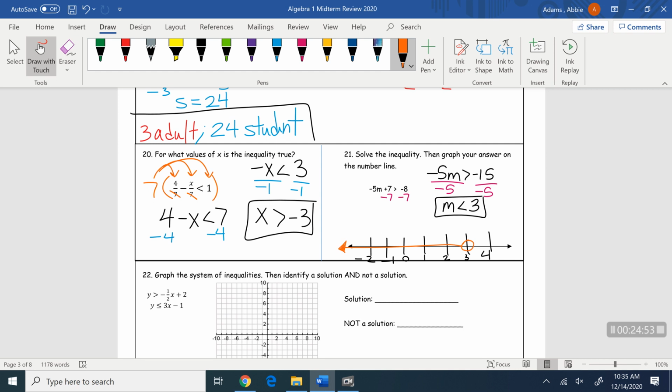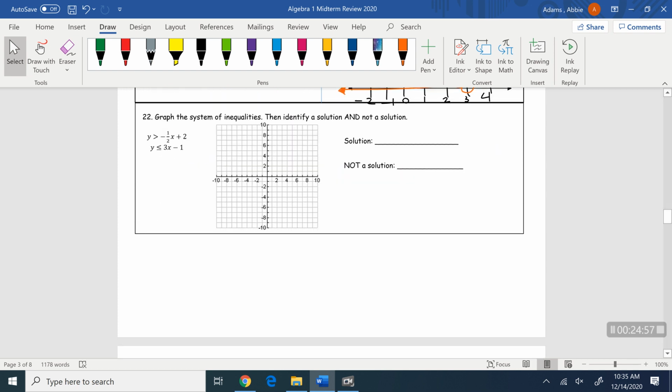Alright guys, let's go on to problem 22. It says to graph the system of inequalities, then identify a solution and a not solution. So when we graph a system of inequalities, we're going to find the shaded region that is true for both of these inequalities. So let's look at the first one.